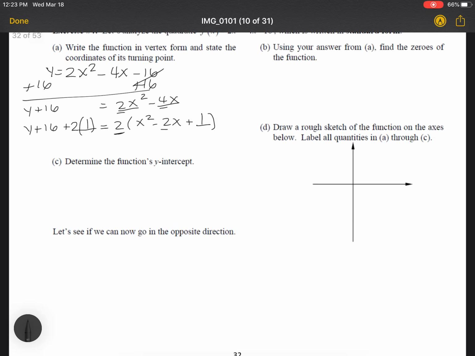Okay, just going to do some simplifying. y plus 16 plus 2 times 1. 2 times 1 is just 2, so we're going to have y plus 18 here equals 2 times, and I'm going to use that trick again. It's going to be x minus, same sign, half of this gives us 1 squared.